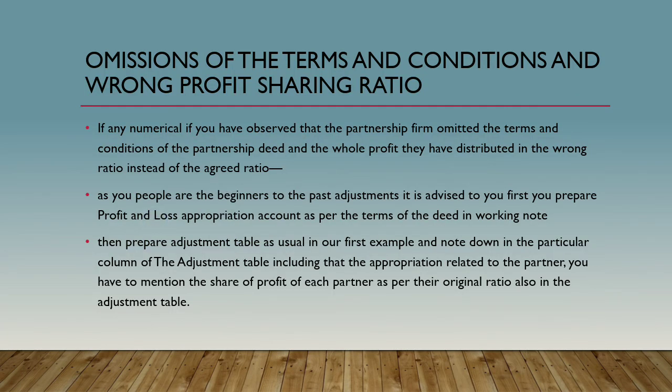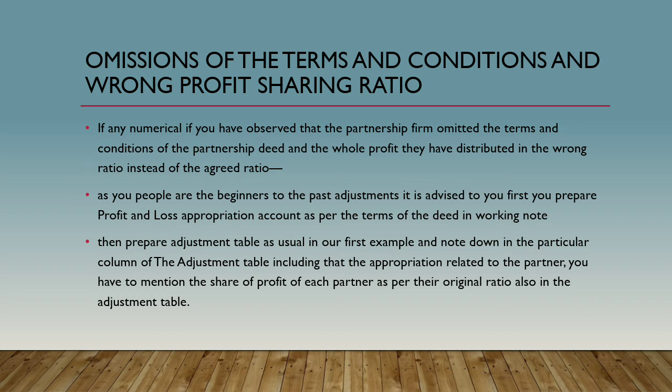Omission of the terms and conditions and wrong profit sharing ratio is our next category of mistake. In certain numericals, you will find that the partnership firm has distributed the profit in a wrong ratio. Side by side, they have ignored the terms of the partnership deed. In that particular situation, as you people are beginners of past adjustment, you do one thing: in a working note, you prepare a profit and loss appropriation account as per the original deed. You prepare it roughly, right?